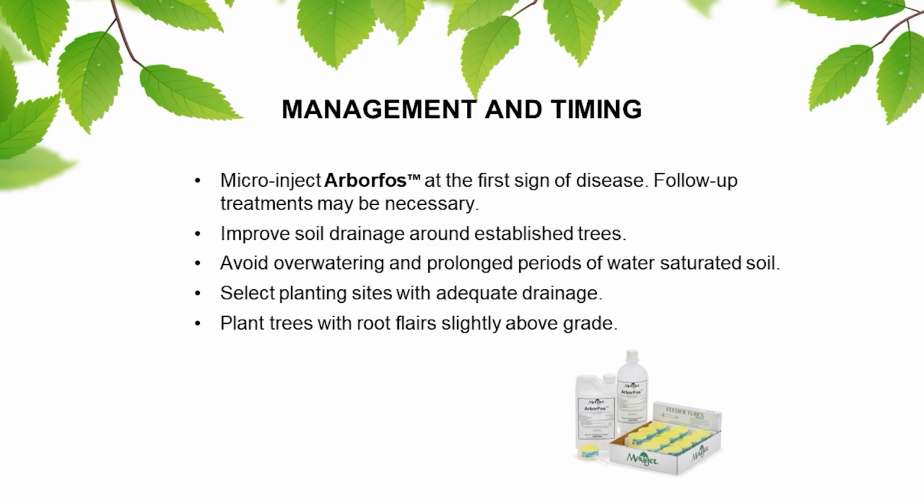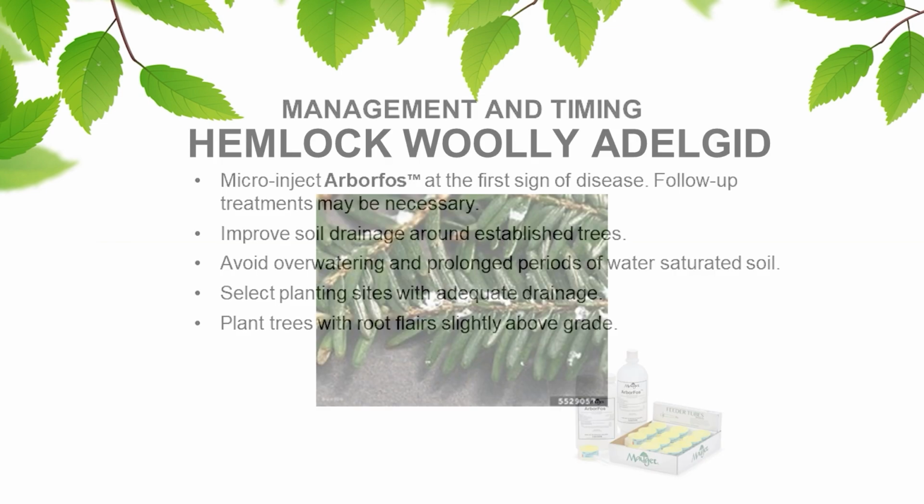Improve soil drainage around trees. Avoid overwatering and prolonged periods of water-saturated soil. Select planting sites with adequate drainage throughout the year. Use proper planting techniques and plant trees with root flares slightly above the soil grade. Arborphos is available in 5 and 7.5 milliliter capsules and 1 liter bottles.